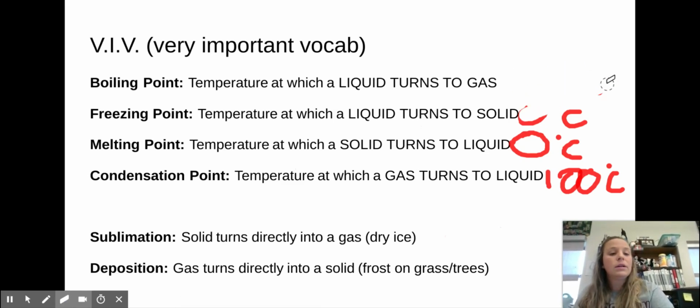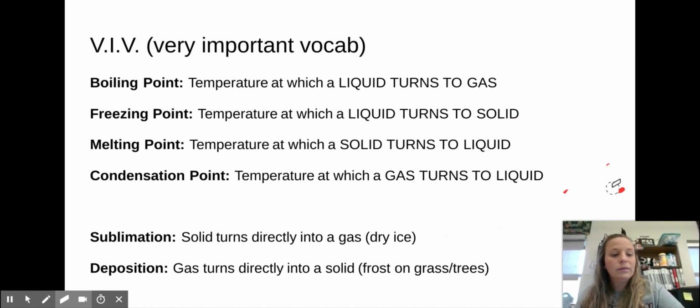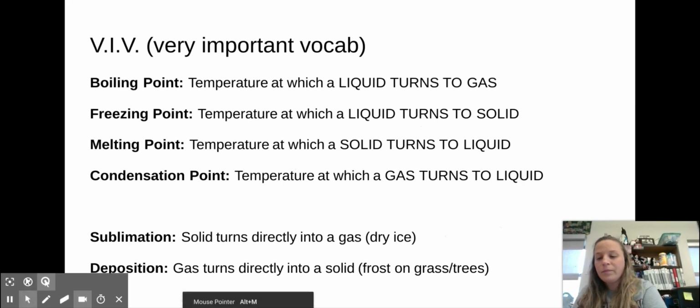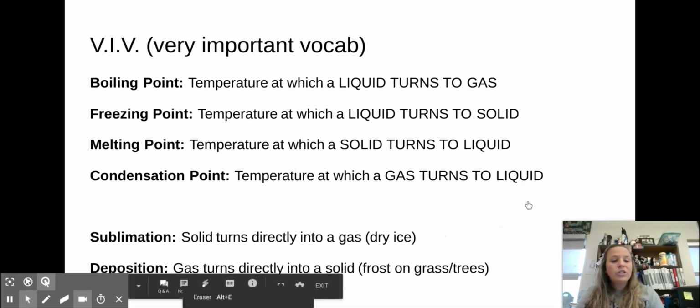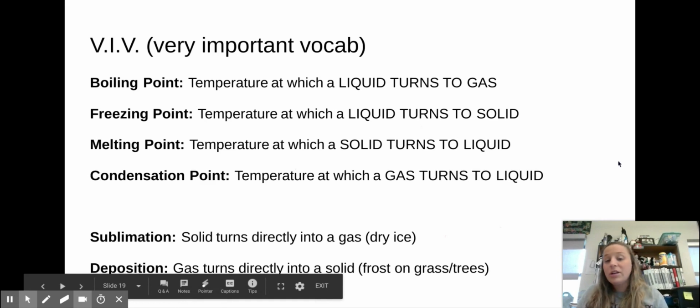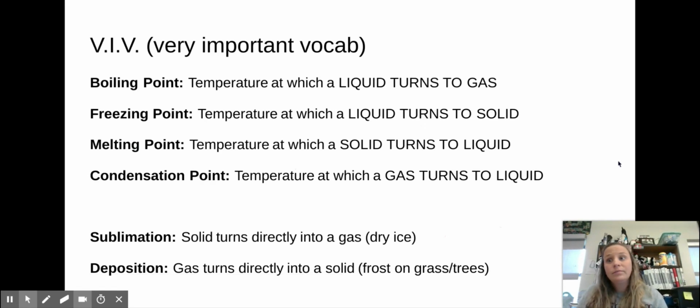Let's just get rid of that. Pause anytime you need to write stuff down. That's why these videos are so helpful. Okay, now we just have one more thing we got to do, and that's labeling a phase change diagram.